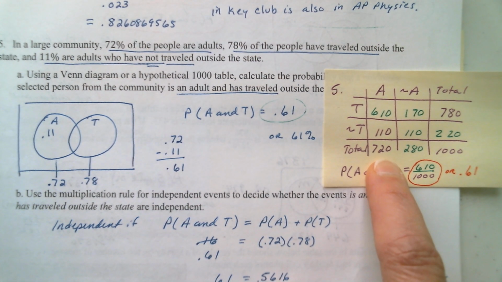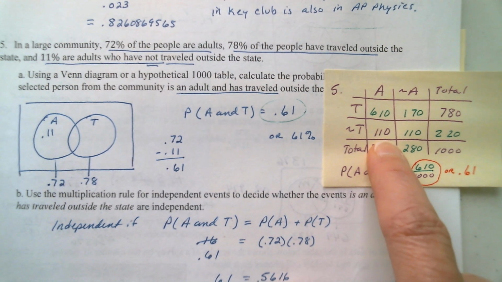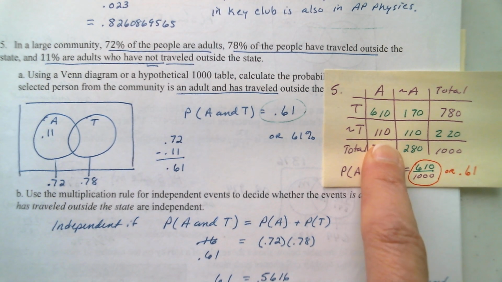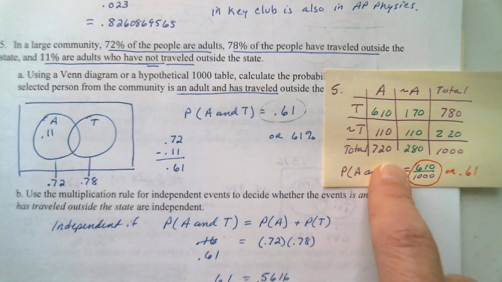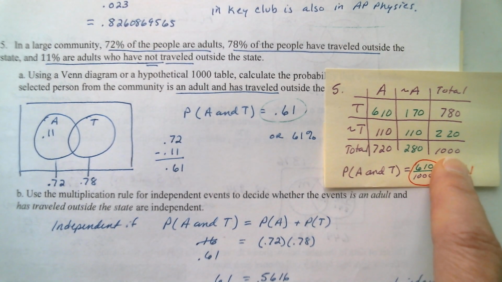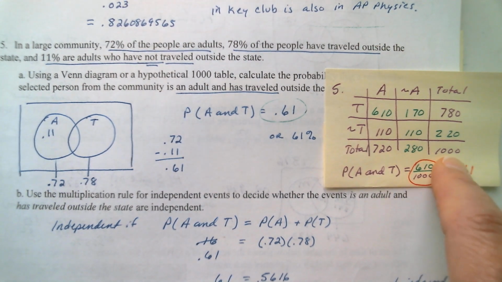And 11% did not travel outside the state. 11% are adults who have not. So adults who have not traveled, so that would be A and not T. So this box right here would be 110. And then easily filling in the other cells of the table, because the lower right is 1,000. So 720 plus 280 brings us to 1,000.